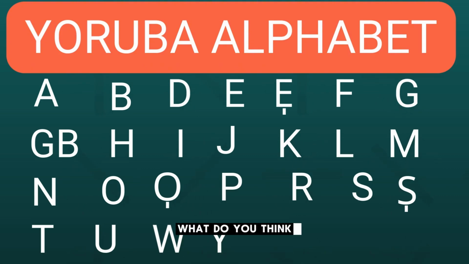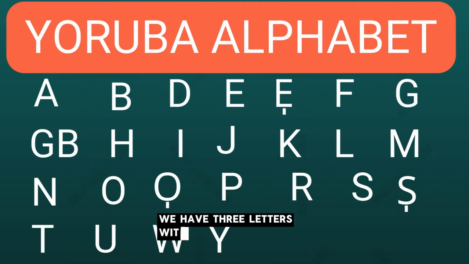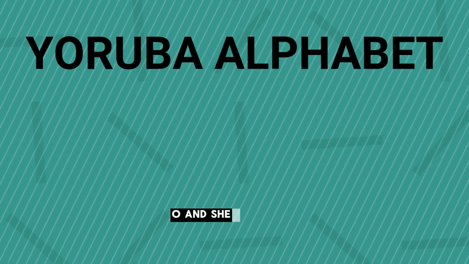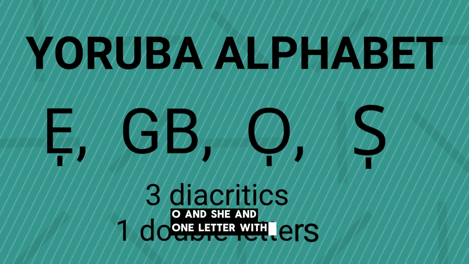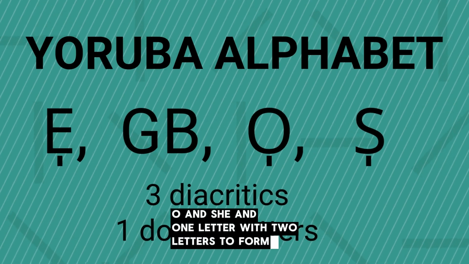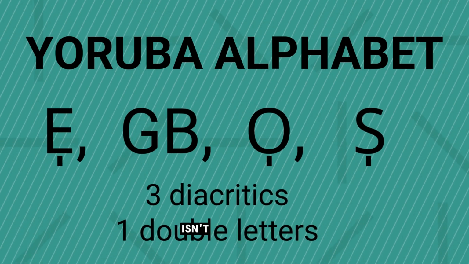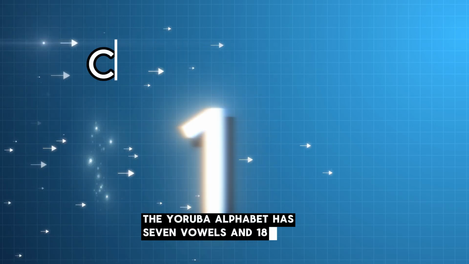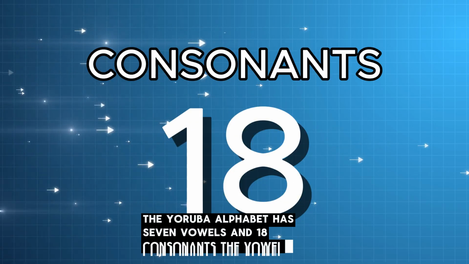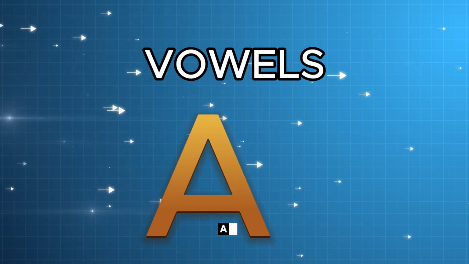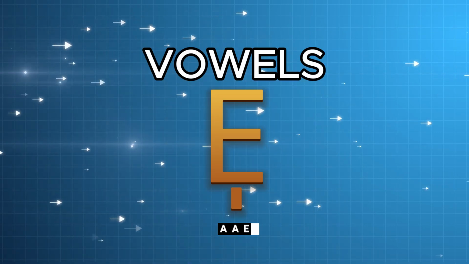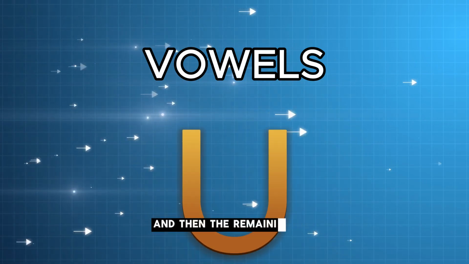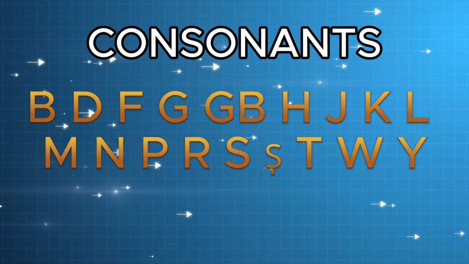What do you think? You will notice that we have 3 letters with the diacritical marks under them, Ẹ, Ọ, and Ṣ, and 1 letter with 2 letters to form 1 sound, Gb. Isn't that special? The Yoruba alphabet has 7 vowels and 18 consonants. The vowels are A, E, I, O, U. And then the remaining letters are the consonants.